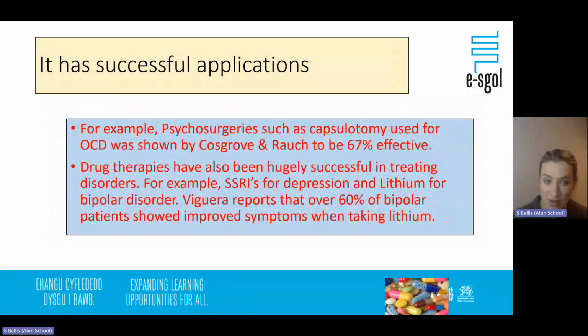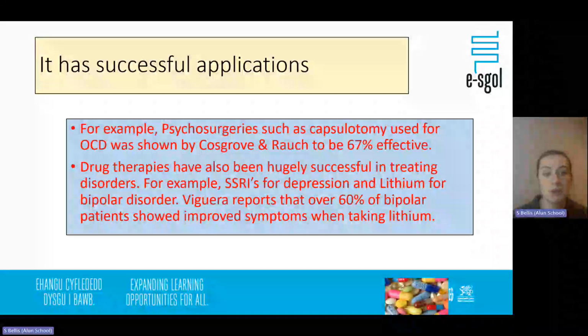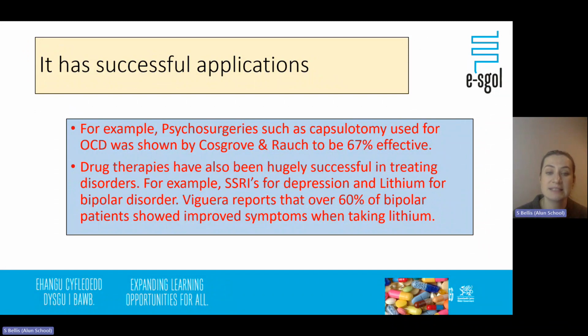Okay, and then the last strength here is that it has successful applications. So for psychosurgeries, if you've looked at psychosurgery instead of drug therapies, capsulotomy is used for OCD, and it was shown in a piece of research to be 67% effective. Okay, so it is used and people have benefited from it, which means it's been quite successfully applied to something.